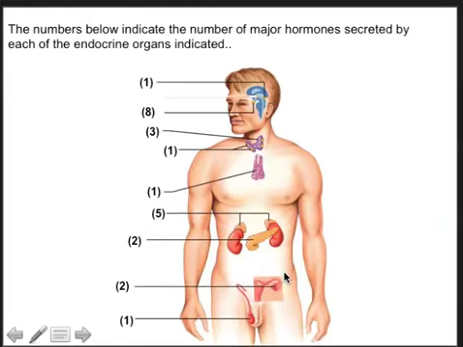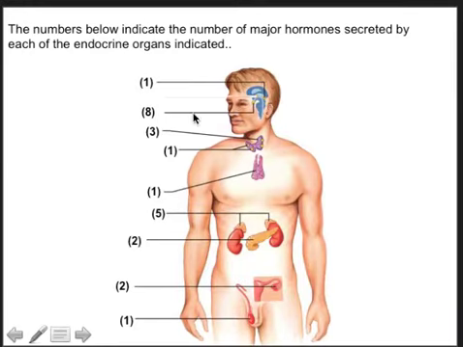So as you look at the handout, which is up on Angel, make note of this list of different endocrine organs, and be able to categorize the major hormones that each one of them produce. The numbers indicate the number of major hormones secreted by each endocrine organ. Starting up here, there's the pineal gland, which secretes melatonin.